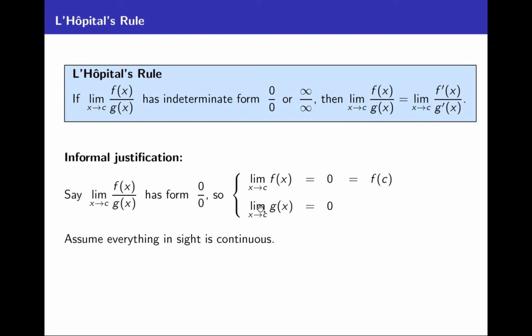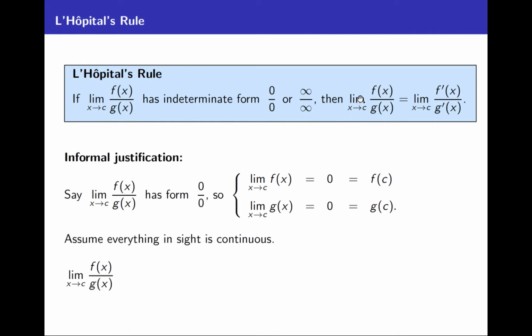In particular, that means the limit as x goes to c of f of x equals f of c, if we're assuming f is continuous, and also the limit as x approaches c of g of x is equal to g of c. So f of c equals 0 and g of c equals 0. Now let's look at the limit as x approaches c of f of x over g of x.